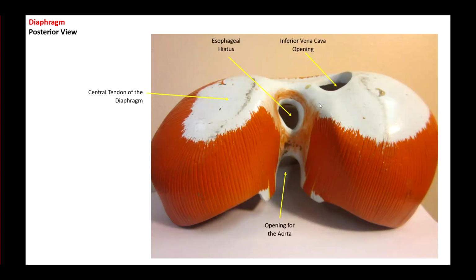This is an FYI, I'm not going to ask you this either, but there are some big openings in the diaphragm. This one here is for the esophagus to go down to the stomach. This is where your aorta would run, and then your inferior vena cava would go through this. This is more of an FYI, for your information only.